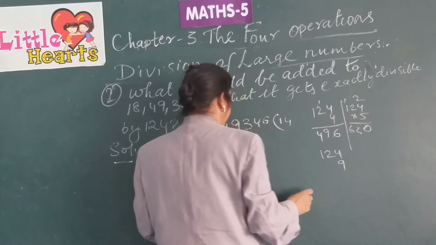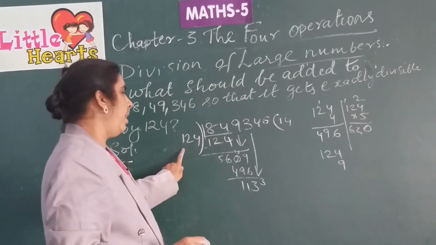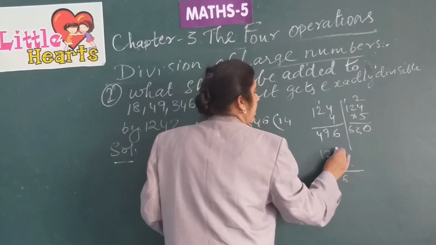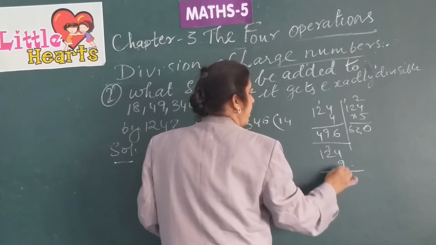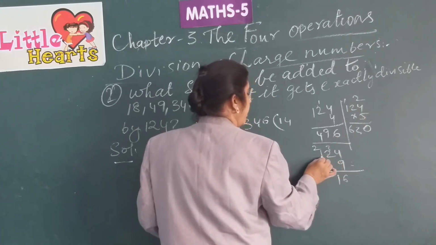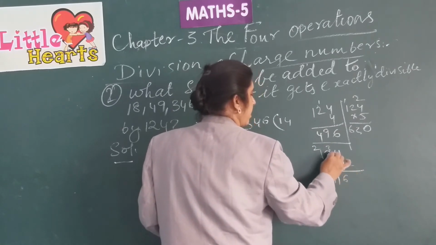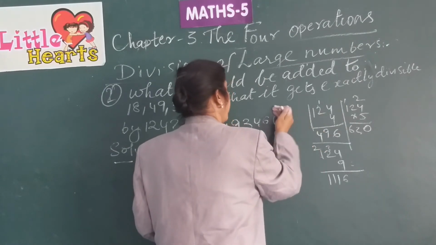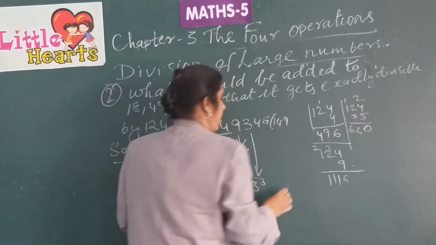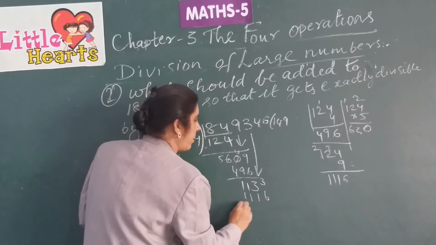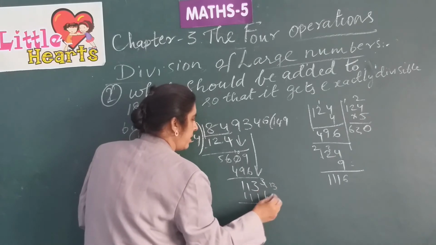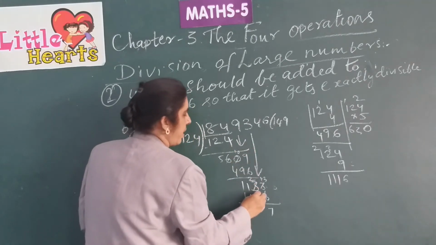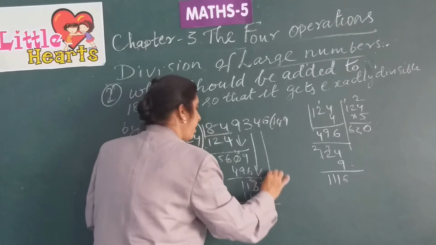124 nines, we shall see. 124 tens are 1240. So we shall go with 9 and 8. 9 fours are 36. 9 twos are 18, 21. 9 ones are 9 plus 2, 11. So we shall go with 9. 1116. 13 minus 6 is 7. This becomes 2. 2 minus 1 is 1. Now bring down 4.